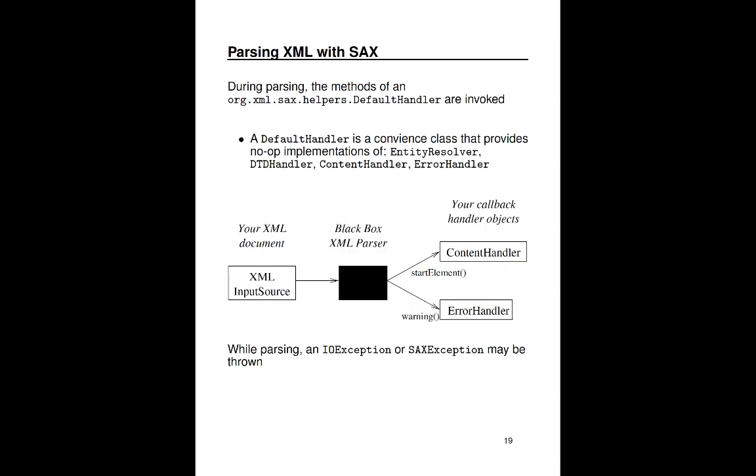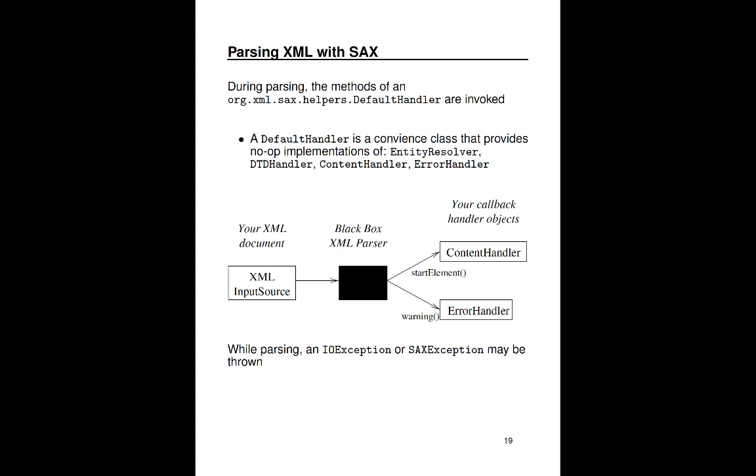Now, I mentioned that the SAX API leverages something called callbacks. These are methods that are invoked by the parser during parsing to alert the consumer of the XML that certain parts of the document have been parsed. There are several callback interfaces like EntityResolver, DTDHandler, ContentHandler, and ErrorHandler that are called back under different scenarios. For convenience, the SAX API provides a class called DefaultHandler that provides no-op implementations of all of the methods defined by those callback interfaces.